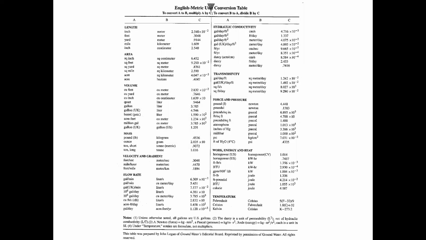And again, this is another table just to help you. You can take a screenshot of it. We can also upload it online so that you have the ability to think about how to convert between these different types of units, for example, an inch to a meter, or a Darcy unit to a feet per day unit.